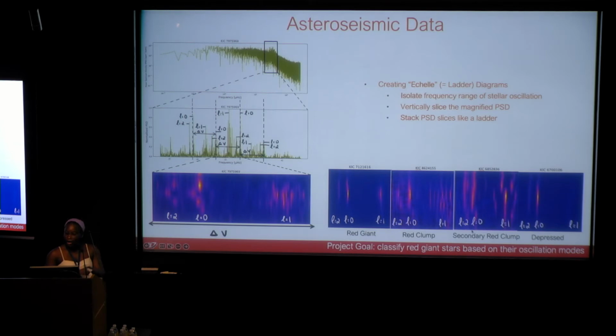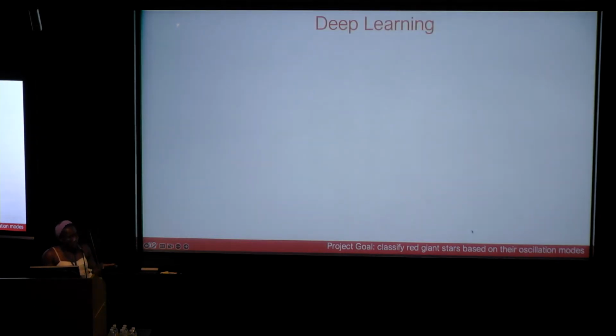And so again, it's hypothesized that an interior magnetic field is trapping the L equals 1 oscillation mode inside of the star and not allowing for it to be expressed on either the light curve, the power spectrum density diagram, and then consequently our Echelle diagrams. And so now that we have our Echelle diagrams generated for each of the stars, we can begin our classifications.